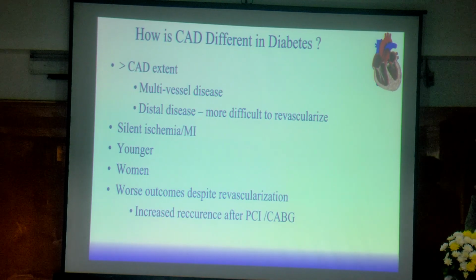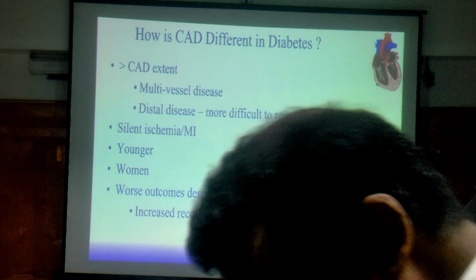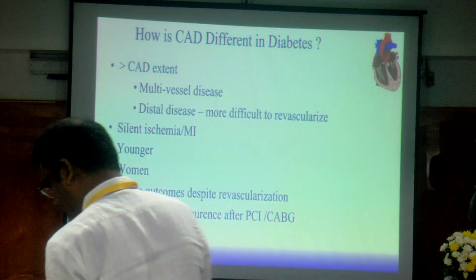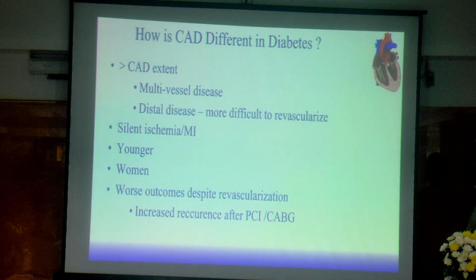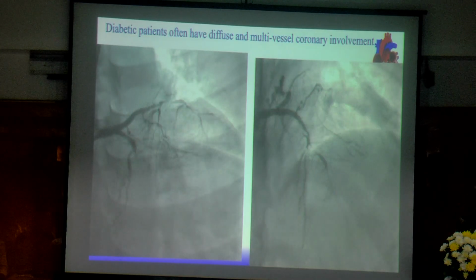So my protocol of screening diabetic patients has extensively changed in the last few years. The pattern of disease is different in diabetes. It usually involves multiple blood vessels, and is diffuse, the entire vessel is diseased from proximal to distal. Sometimes it is difficult to do bypass surgery because of the multiple diseases. It more often occurs prematurely, at a very young age. And in women, the protection is lost in diabetes, you know that. And even if you do bypass or angioplasty stents, the outcome is not as good as in non-diabetics.